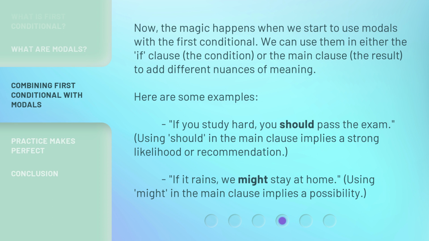If you study hard, you should pass the exam. Using should in the main clause implies a strong likelihood or recommendation. If it rains, we might stay at home. Using might in the main clause implies a possibility.